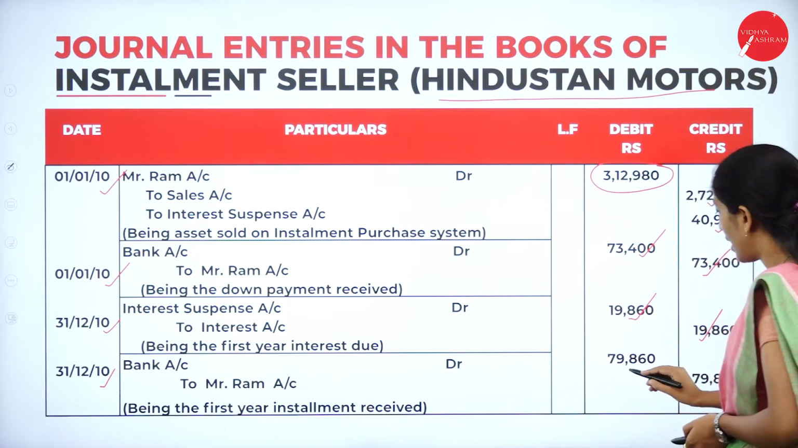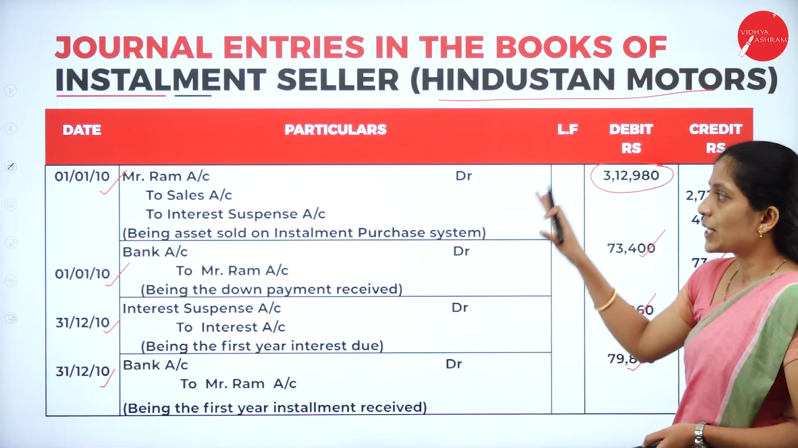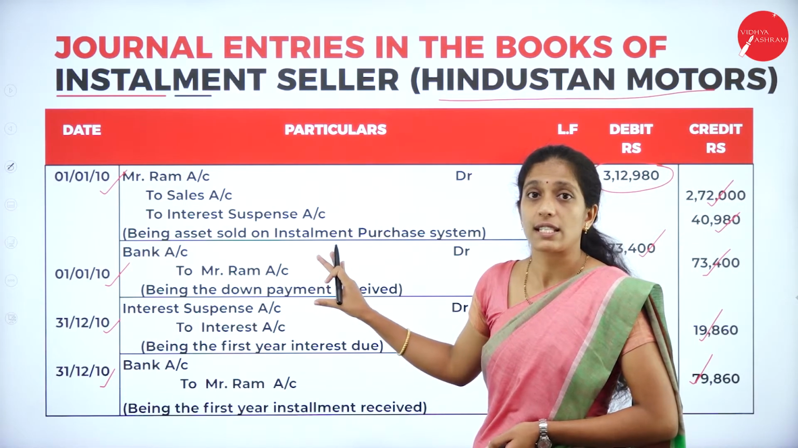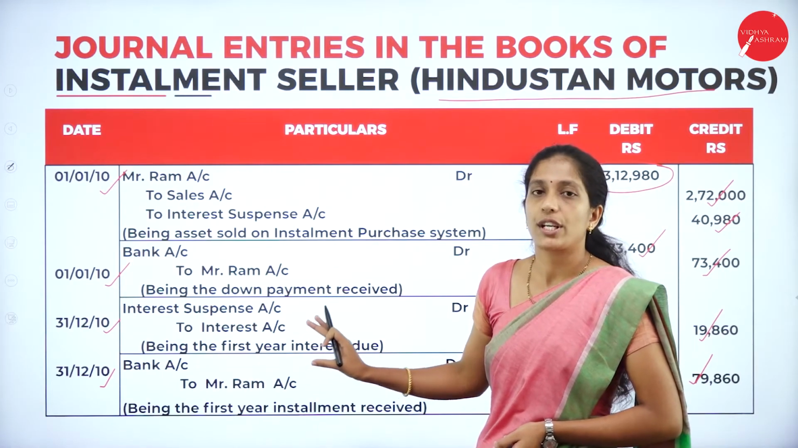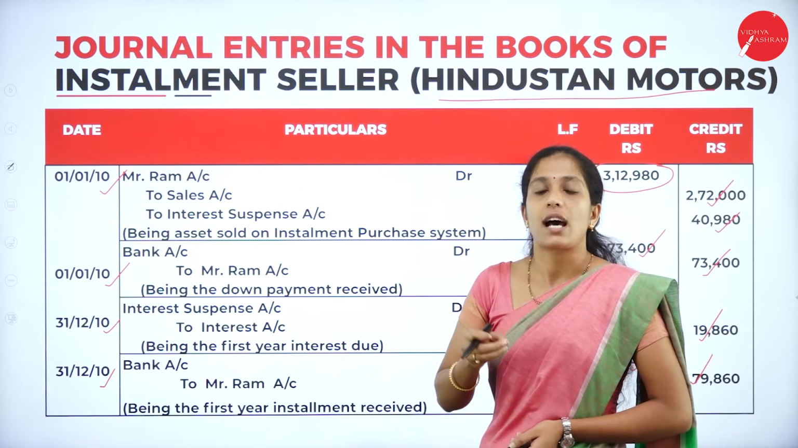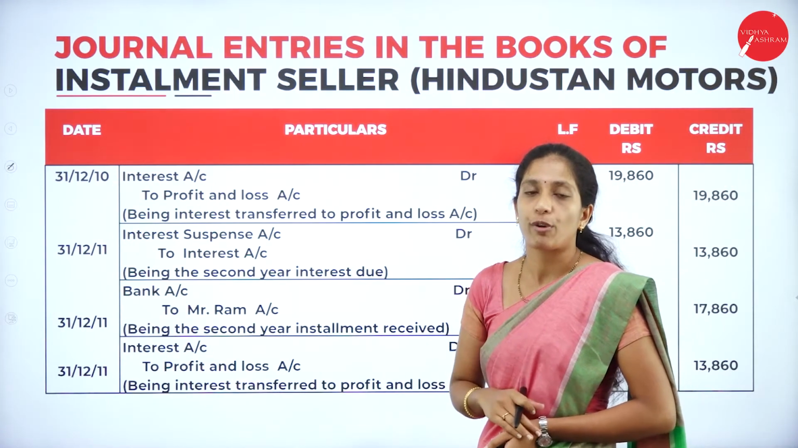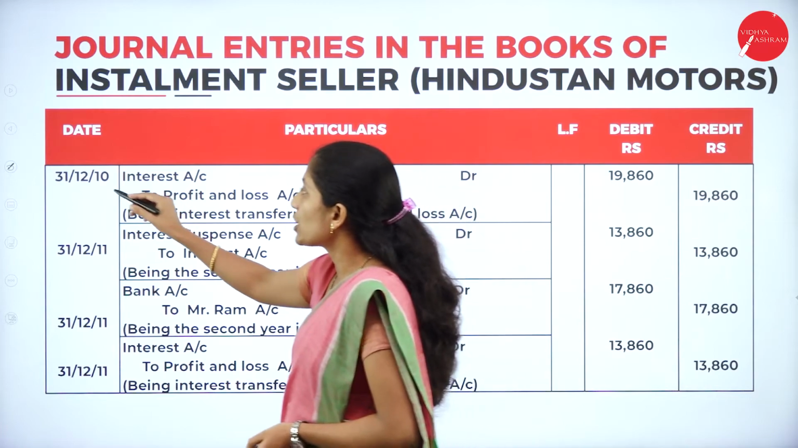79,860. Record that amount. Clear? So these are the four entries. First entry is for selling the asset. Second entry is for receiving the down payment. Third entry is for interest due. Fourth entry is for installment received. And the fifth entry is for what? Transfer of interest to profit and loss account.